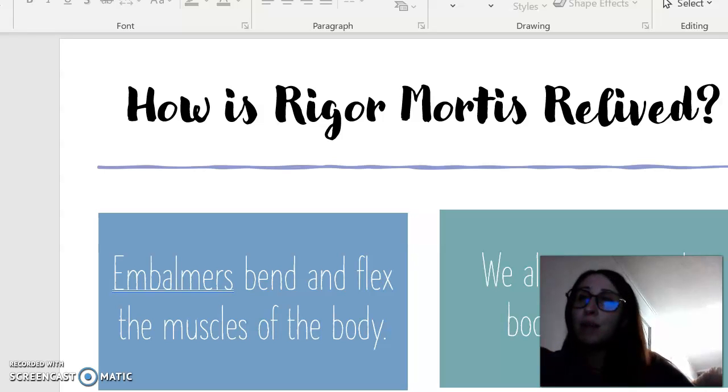So rigor mortis can be relieved as we are in the prep room, as embalmers and funeral directors. By bending and flexing the body, the arms and the legs mainly, we can work out some of that rigor. Also, when we are bathing the decedent, if we have soap or massage cream, anything like that, we can work out some of the rigor by massaging the limbs, the neck, getting all of that stiffness out, or at least some of it, so we can position the body better before embalming.